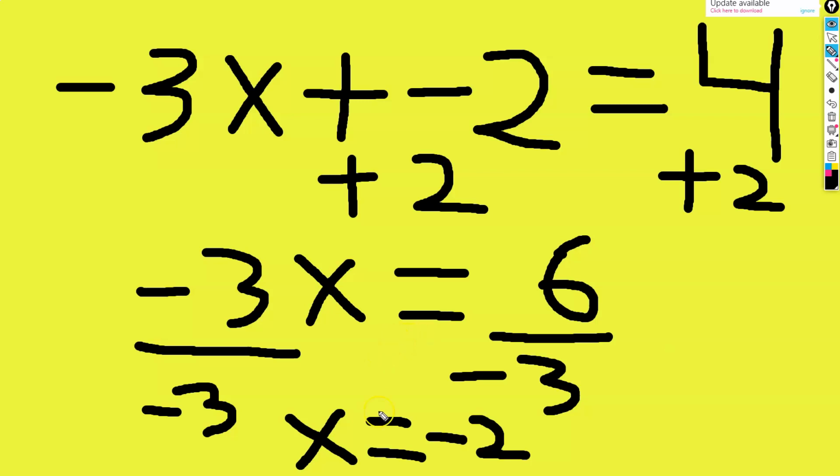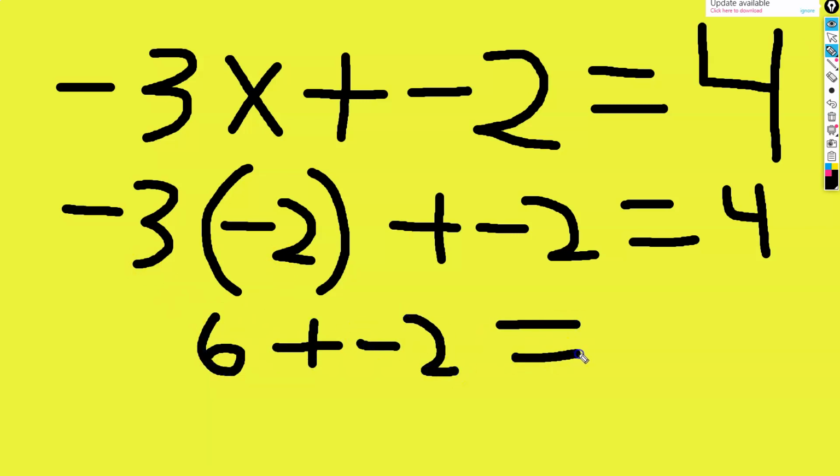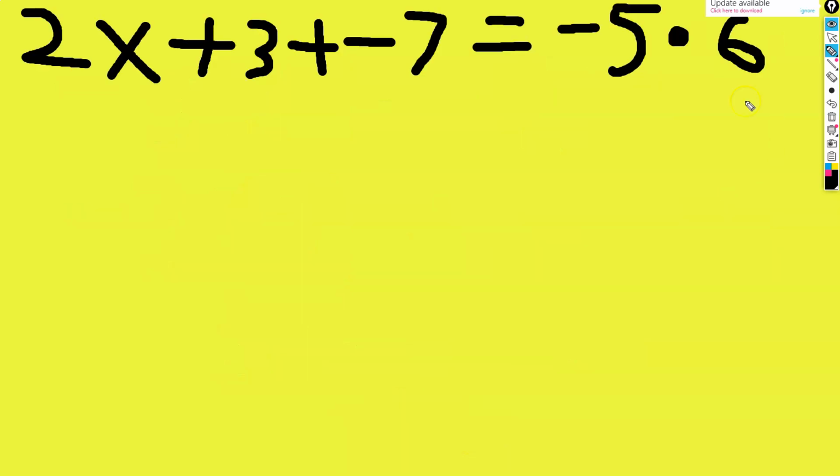To check this solution, I can substitute this -2 in for the x in our original equation. -3 times -2 is +6, plus -2 equals 4. Because 4 does equal 4, our solution was correct.